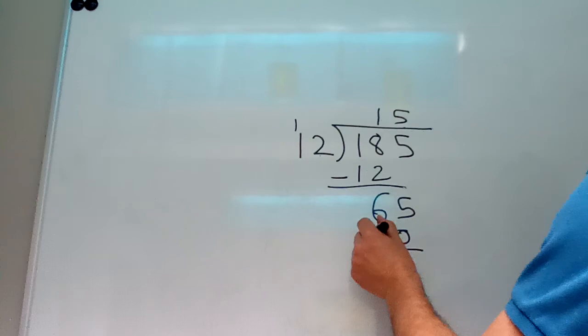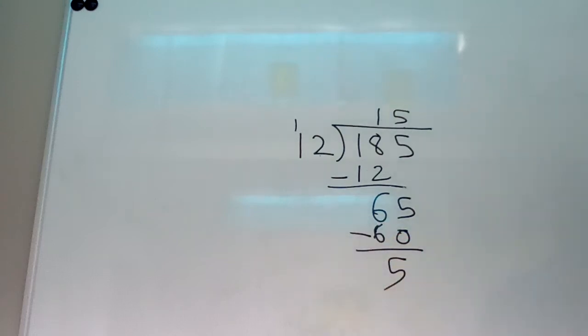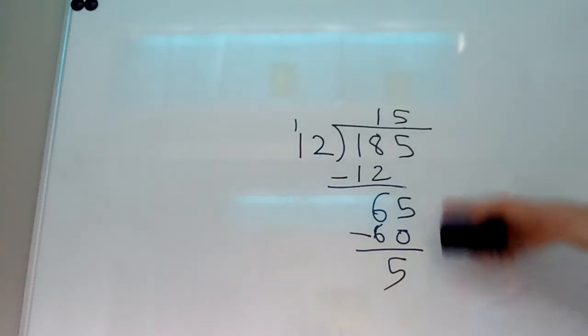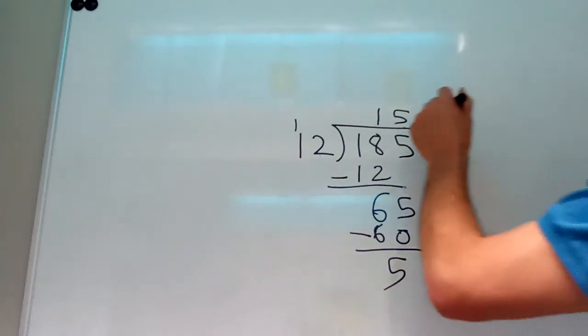So we're going to subtract this. We end up with 5. 5 is smaller than 12. There's nothing else to bring down. So that's our remainder. We put a remainder of 5.